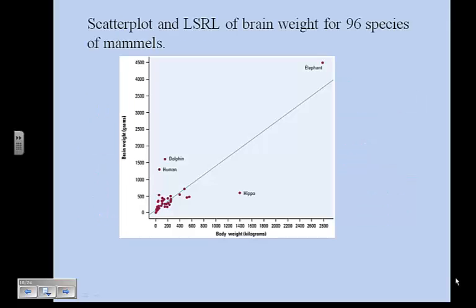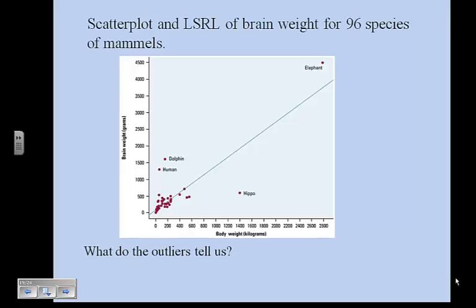So here's an example. We have a scatter plot and a least squares regression line of the brain weight for 96 species of mammals. I misspelled mammals. But you can see up here that we have all these dots. They're nicely clustered. We have a least squares regression line going across, and we have 4 outliers. We have an elephant, a dolphin, a human, and a hippo. What do the outliers tell us?